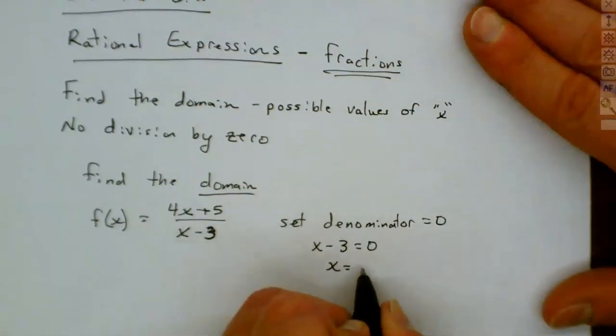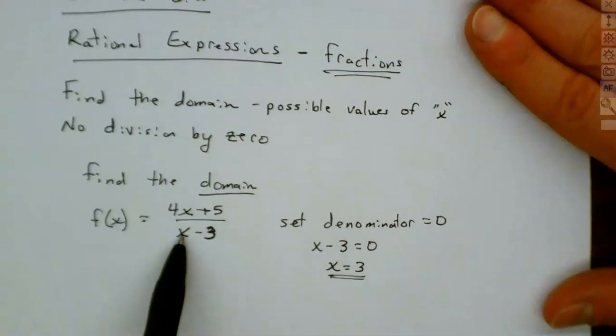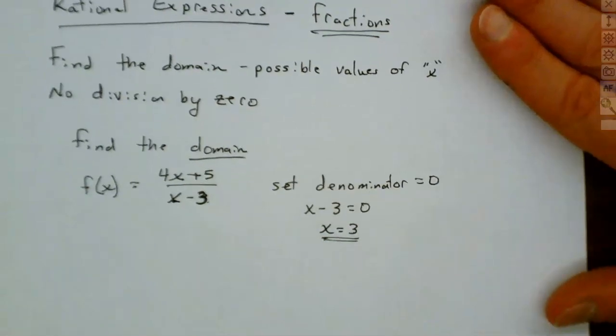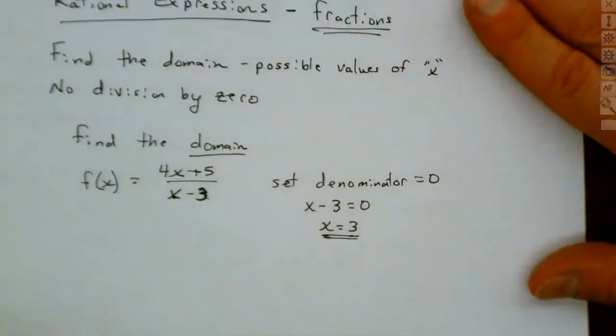When we move it over, we get x equals 3. Okay? Now, why is that important? Well, if I plug the 3 here, what do I have? 3 minus 3, and that's a 0 in the denominator. Can you take a number and divide it by 0? No. So that number is the number that does not work. Now, how do we write our solution? Okay, so this is the number that doesn't work. That's the number that is not in the domain.